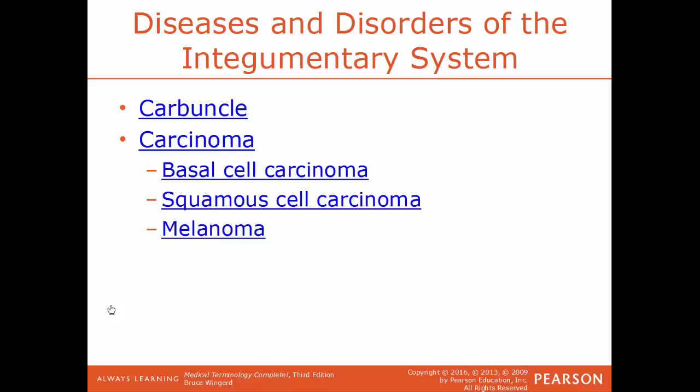And of these three, the most serious one is melanoma. This is much more common in people who are in their early 20s, for example. And this is a very aggressive type of skin cancer. If melanoma isn't caught early and treated early, this can become very serious very quickly.